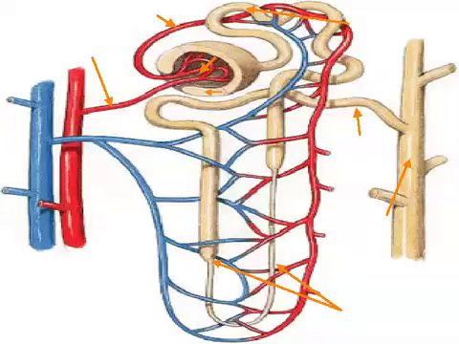The efferent arteriole carries blood away from the glomerulus. The efferent arteriole has a smaller diameter, which creates a resistance to blood flow, thus creating high pressure in the glomerular cavity.